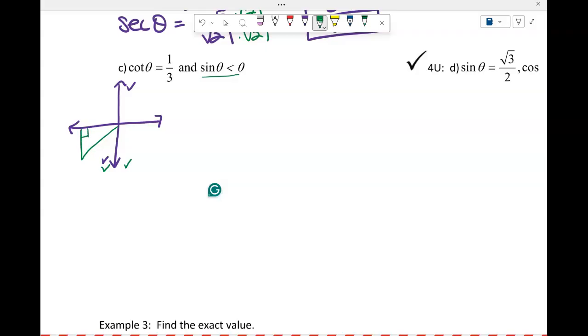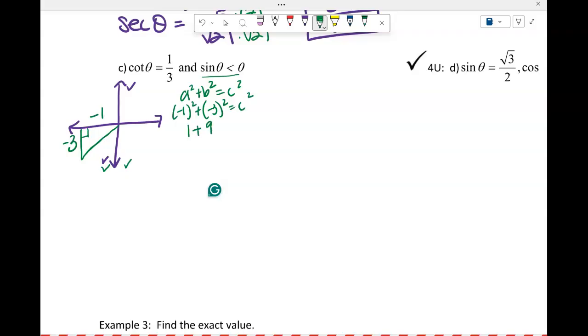So cotangent is adjacent over opposite, which is going to be 1 over 3, right? But we're in quad 3, so this is going to be negative 1, and this is going to be a negative 3. Then we need to find your hypotenuse, so it's going to be a squared plus b squared equals c squared. You can use negative and then make it a quantity. It doesn't really matter when you square it. Things will be positive anyway.